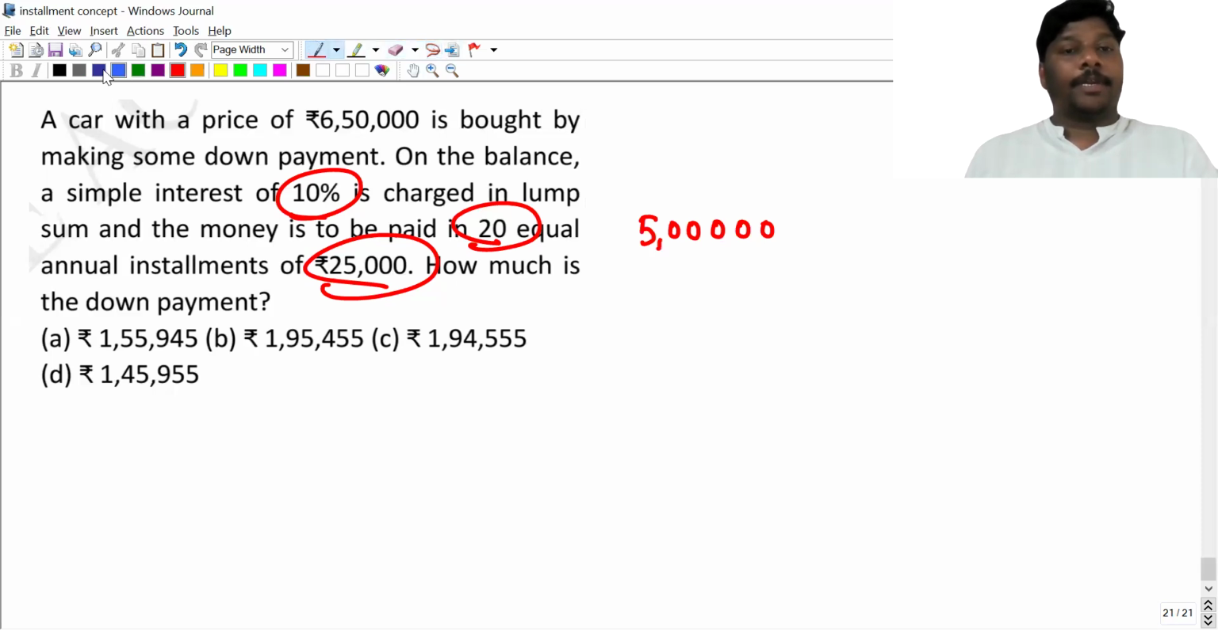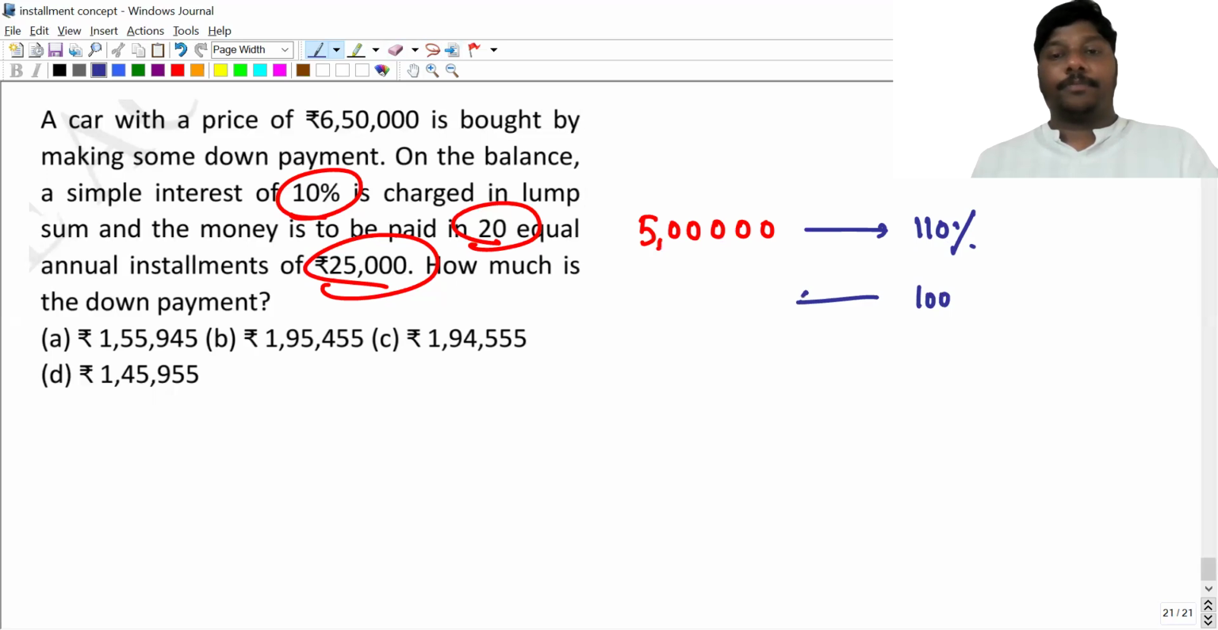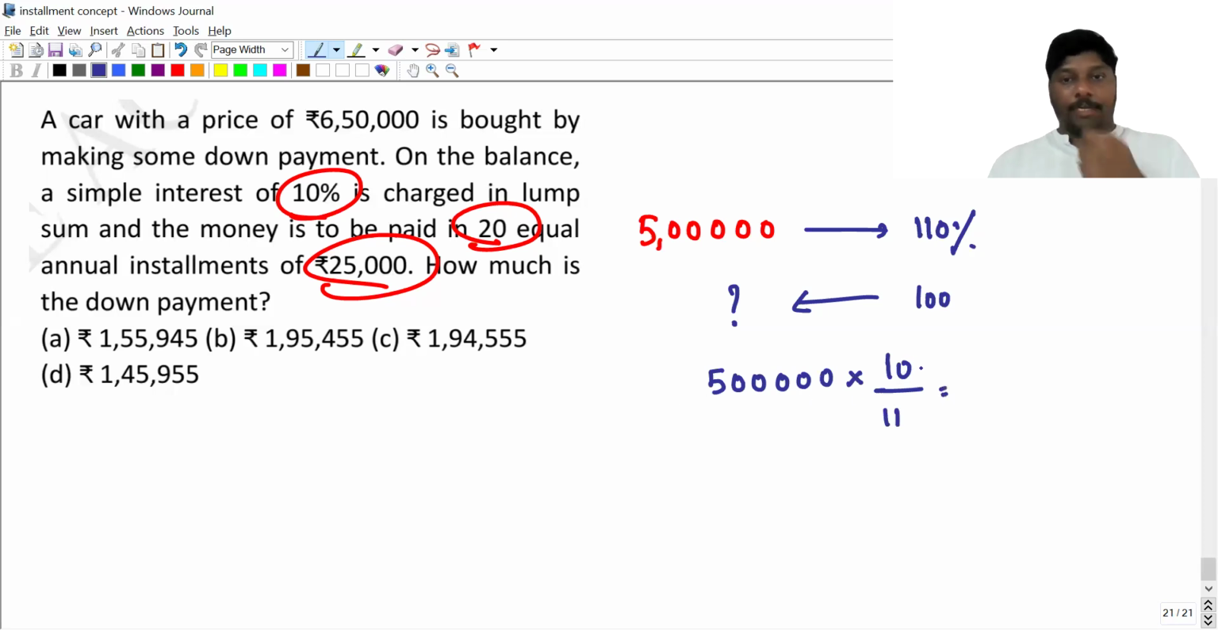ఈ 5 lakh అనేది ఏంటి మనకి 110% అంటున్నాం. ఓకే, ఈ 5 lakh అనేది ఓకే ఇన్స్టాల్మెంట్స్ అట్ ఏ టైం మనకు ఎంత పర్సెంట్ ఇంట్రెస్ట్ వస్తుంది? 10% సింపుల్ ఇంట్రెస్ట్. అంటే మనకు ప్రిన్సిపల్ ఎంత? ఈ 110% is 5 lakh అంటే 100% is your principal. So you can simply take 5 lakh into 10/11 చేయండి. నార్మల్గా ఈ జీరోస్ పక్కన పెడితే ఓకే 50 lakh by 11.